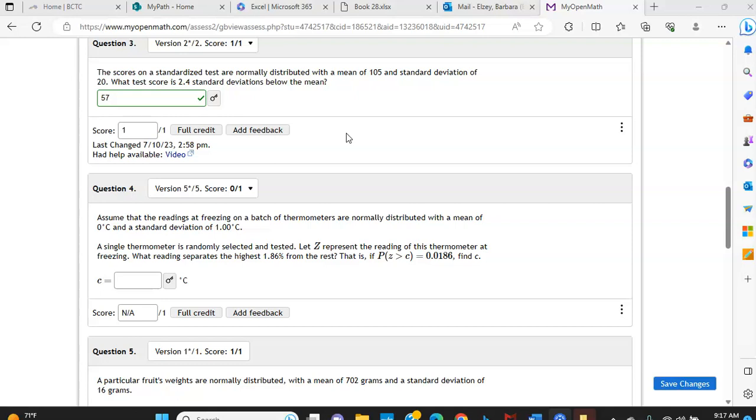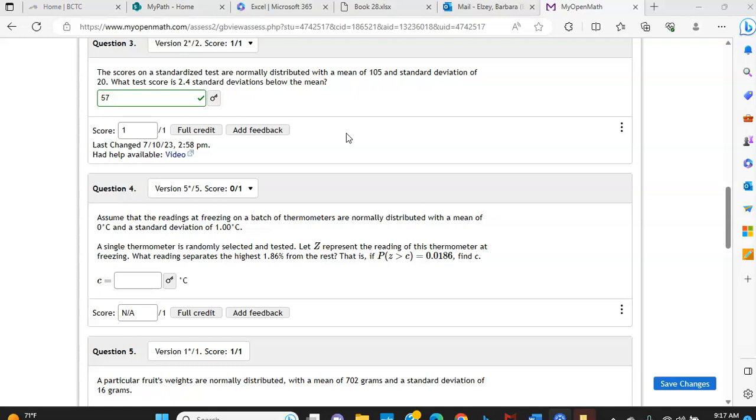So assume that the readings at freezing on a batch of thermometers are normally distributed with a mean of 0 and a standard deviation of 1. All right, so automatically, since it's got a mean of 0, the standard deviation of 1, and we know it's normal, it's a standard normal distribution. Okay, so a single thermometer is randomly selected and tested. Let Z represent the reading of this thermometer at freezing. What reading separates the highest 1.86% from the rest? That is, if the probability that Z is greater than C is equal to 0.0186, let's find C.